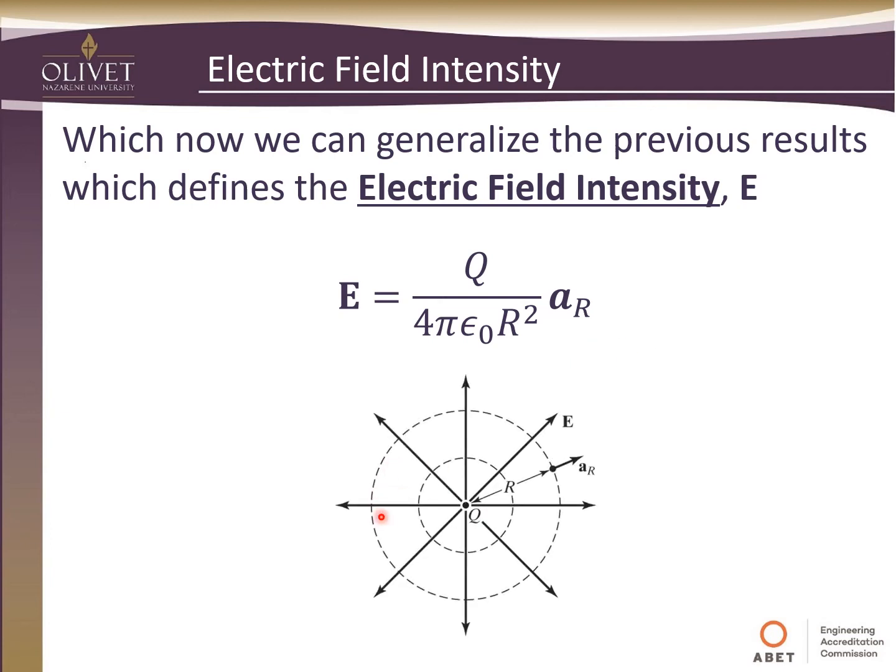Again, if we look at this field from this charge, Q, you can see that it's always emanating out and dropping off at a rate of 1 over r squared. So it drops off pretty quickly.